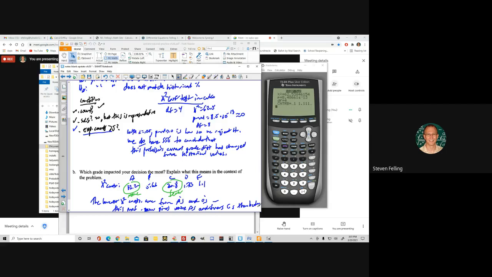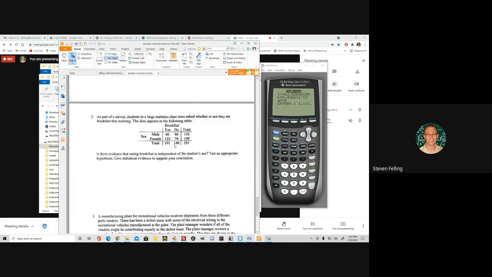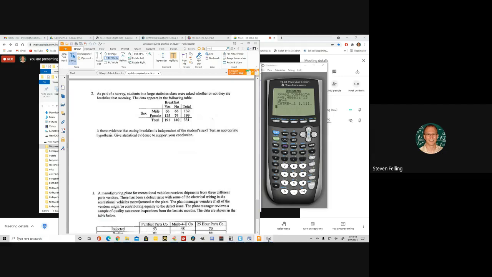All right. Let's look at the second page of the practice quiz for the Chapter 26 required practice packet. Let's take a look at this problem here.